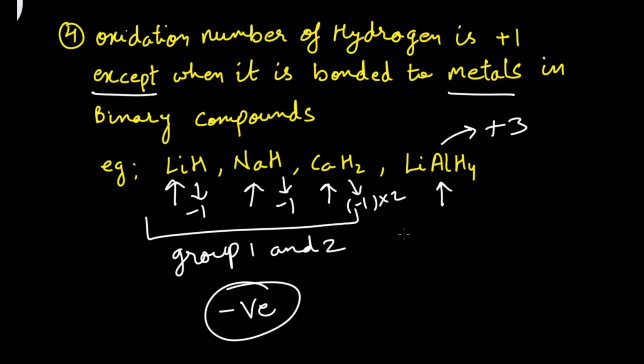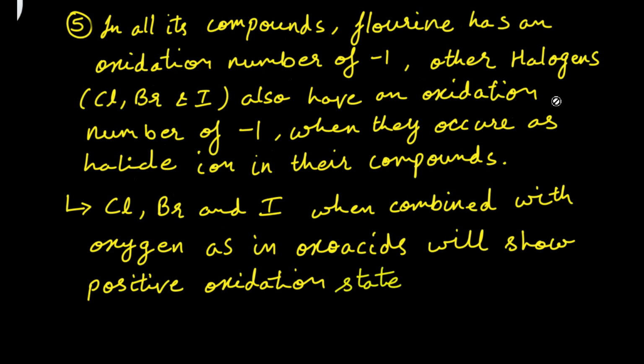Remember this one. This is also an important rule. Now again we will talk about fluorine and other halogens. In all its compounds, this is sure, fluorine has an oxidation number of -1. No exceptions. Fluorine will always show -1 oxidation state.